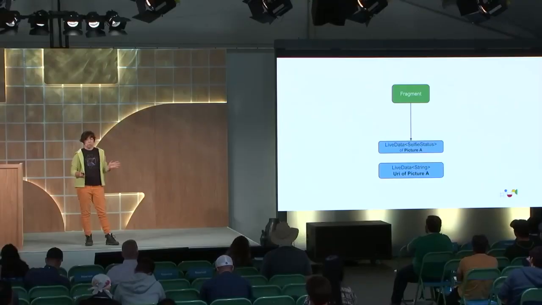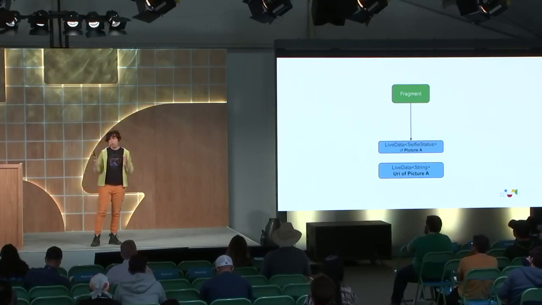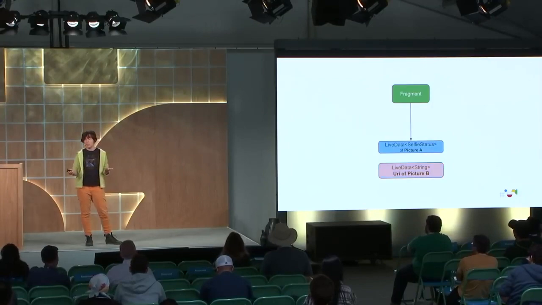So let's look at a scenario. So without switch map, this is no switch map situation. This is the situation that I'm in. I have a live data with a local URI of some selfie picture that I just took. And I'm going to call that picture A. And I have this selfie status live data, which is outputting the selfie state for picture A. Now let's say I take another picture, picture B.